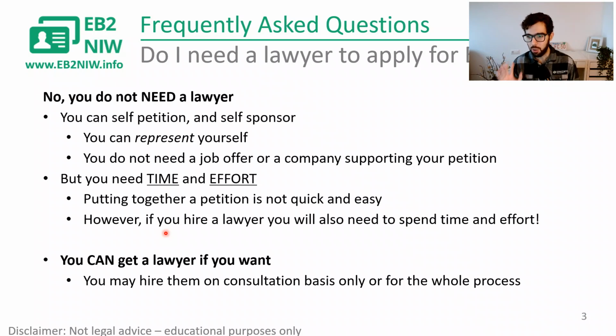However, you can use a lawyer. I said there's nothing written saying that you must have a lawyer, but there's nothing written saying you cannot have a lawyer. You can, it's optional. You can hire a lawyer.